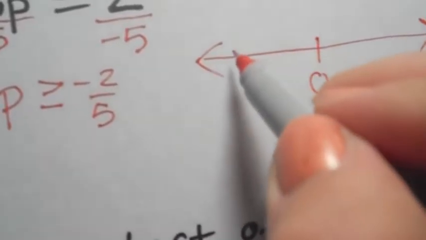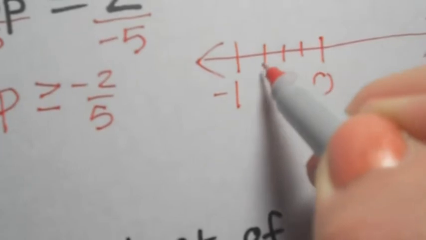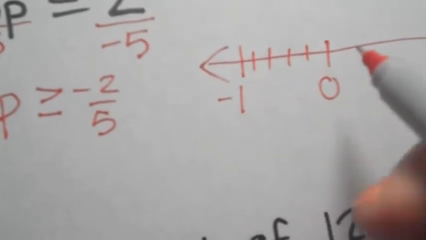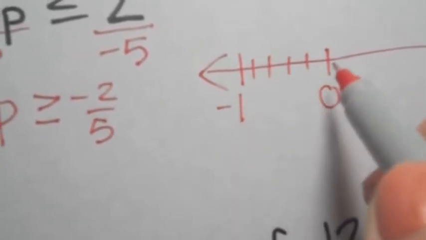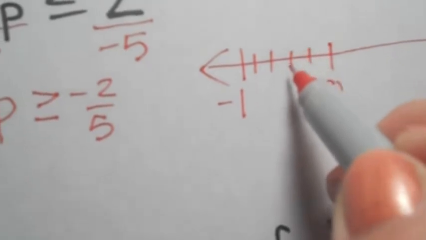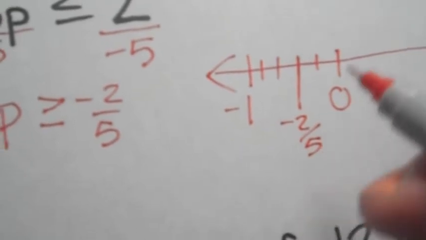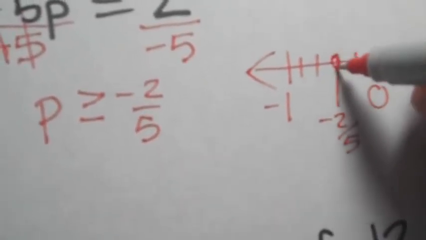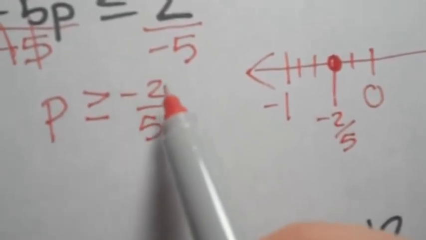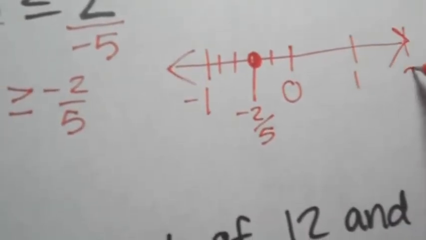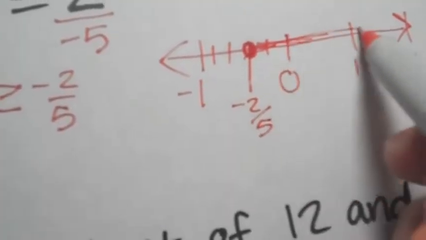Well, it's negative, so I'm going to put a 0. 2/5, that is 2, 3. So I've just divided this into 5 segments: 1, 2, 3, 4, 5. So we're going to go backwards 2/5. 1/5. And this one is negative 2/5. Okay? It can be equal to, so we bold the dot. And we want all of the numbers that are greater than or equal to negative 2/5. So that would be this way. So we'll bold it that way.